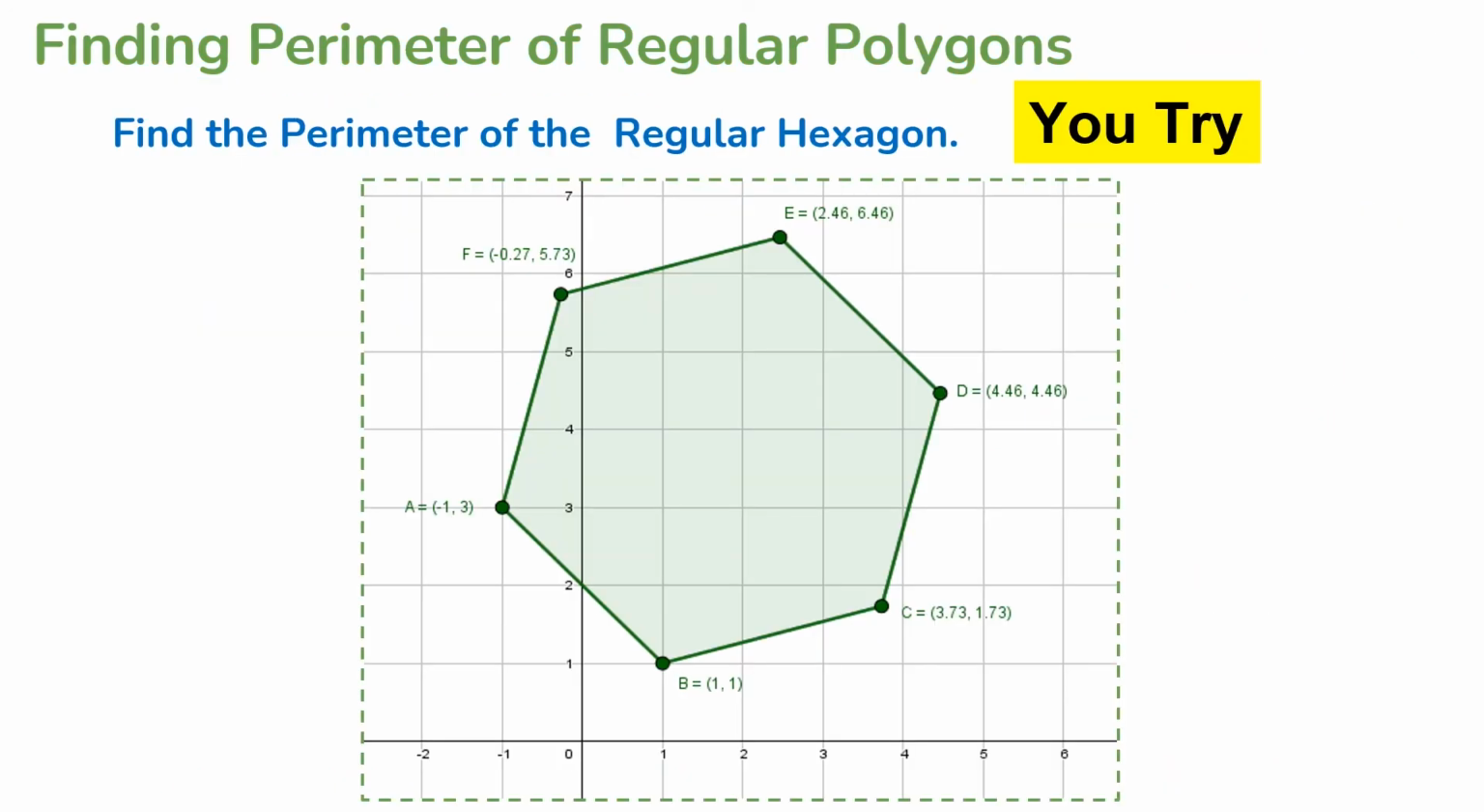I would like for you to try this problem on your own. You could either use the Pythagorean theorem or the distance formula to find the length of one side to get the perimeter of this regular hexagon. So go ahead and pause the video and try this problem on your own.